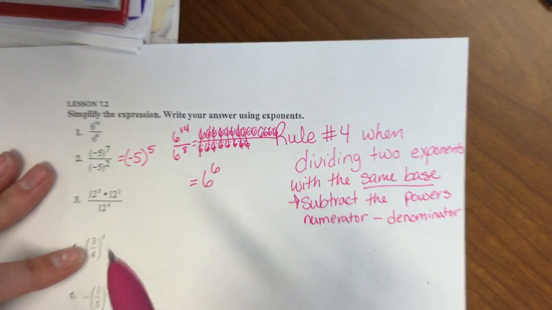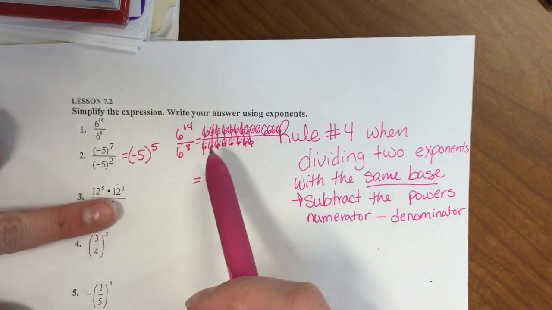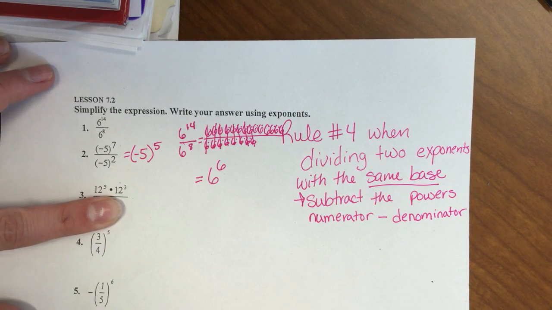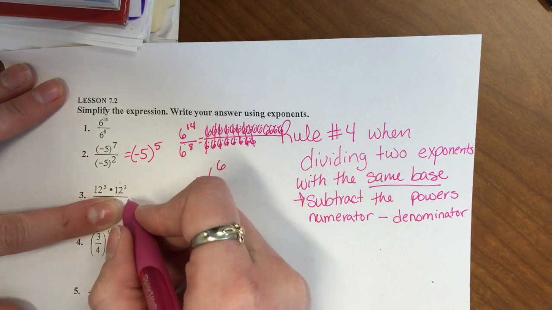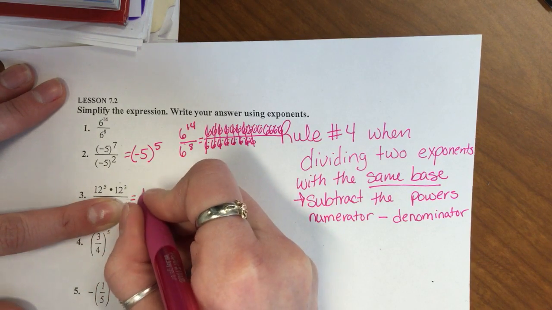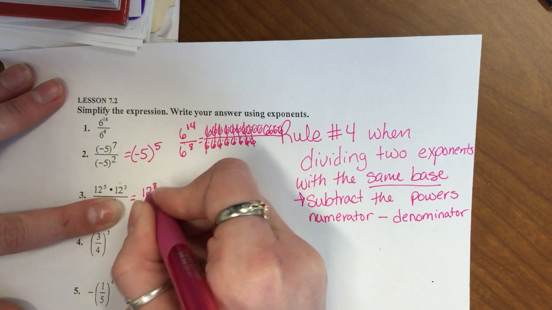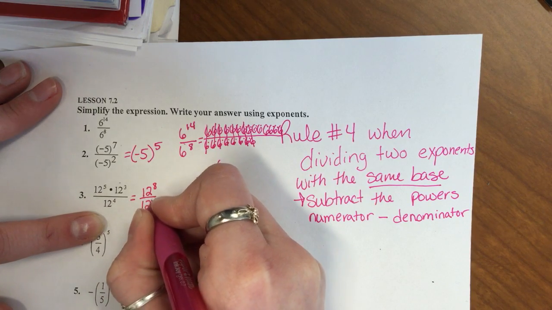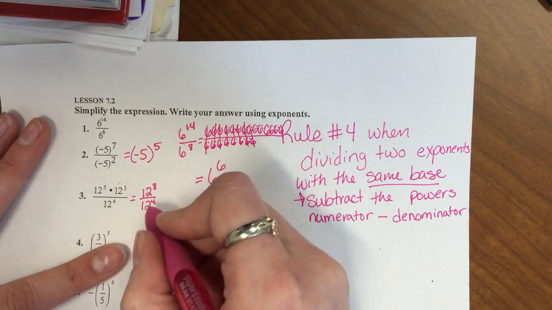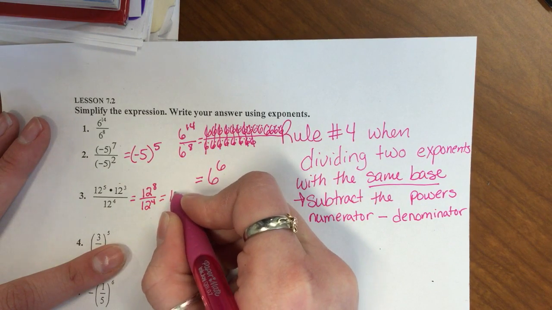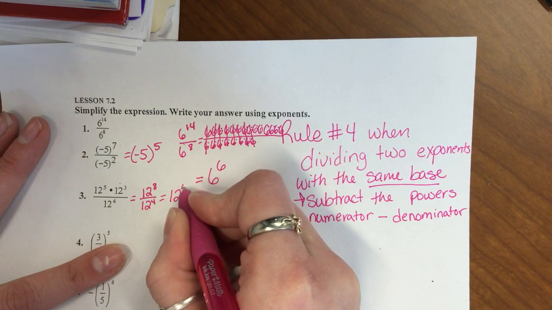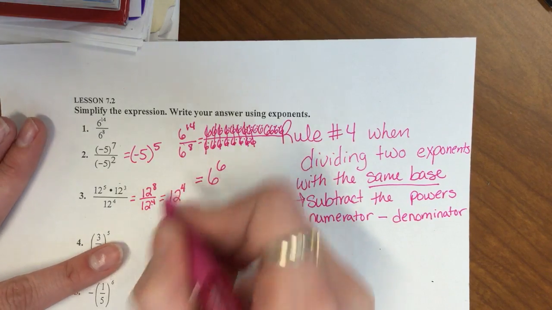Okay, remembering our rules from yesterday, looking at just the numerator, we have 12 to the 5th times 12 to the 3rd. They have the same base, so we add the powers, 12 to the 8th over 12 to the 4th. And now we have 12 to the 8th divided by 12 to the 4th, which is, when we subtract the powers, 12 to the 4th. 8 minus 4 is 4.